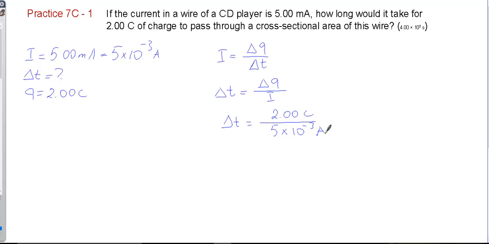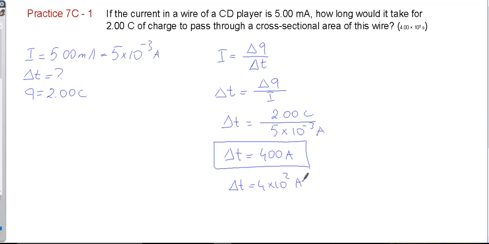Then delta T here will be 2000 divided by 5, which is 400, or we can write it as 4 times 10 to the 2. Oh, sorry, mistake. That's seconds.